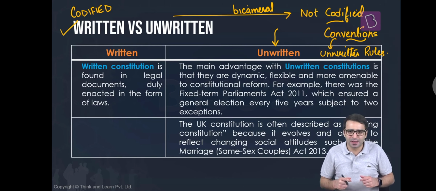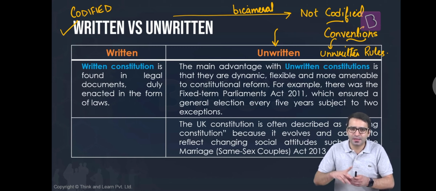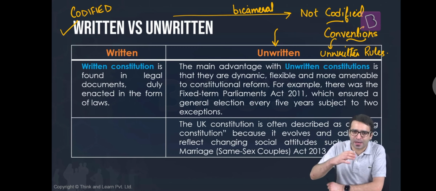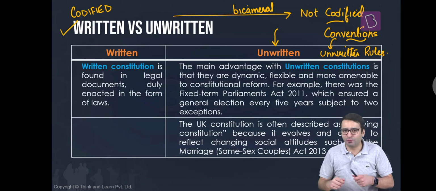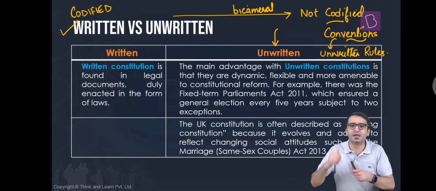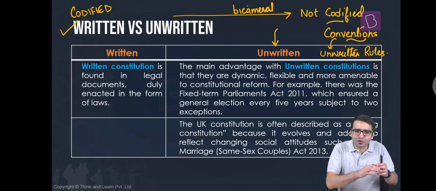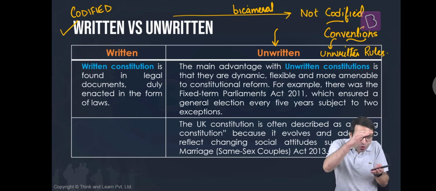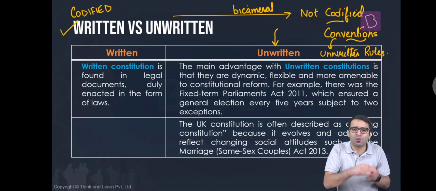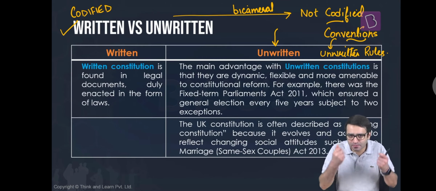Sir, what's the difference? Long story short, a written Constitution is one where the laws are written and codified into one single document. For example, India, for example, United States. An unwritten Constitution is one where laws are written, but they are not codified into one single document. Why? Because no effort has been made.